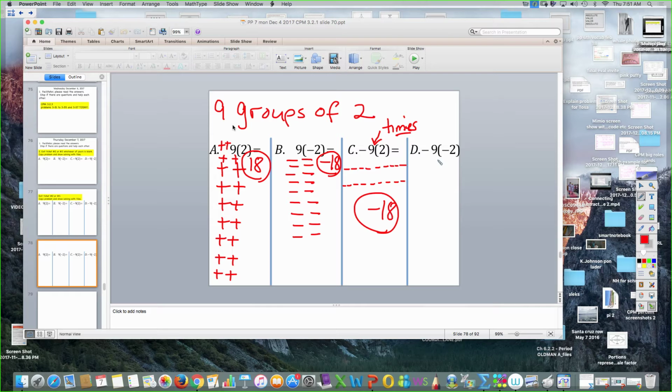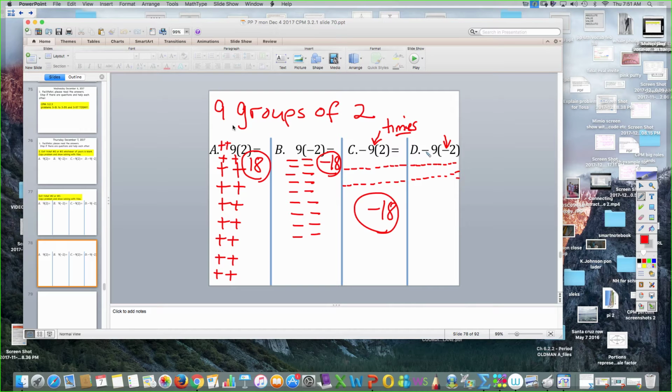Okay. And then the last one, we have negative 9 times negative 2. So first I'm going to think of this as 2 groups of negative 9. In the beginning I've ignored the one negative here for just a moment. So I have the same thing I had over here in C. 1, 2, 3, 4, 5, 6, 7, 8, 9. And 2 groups, so here's another one. 1, 2, 3, 4, 5, 6, 7, 8, 9.